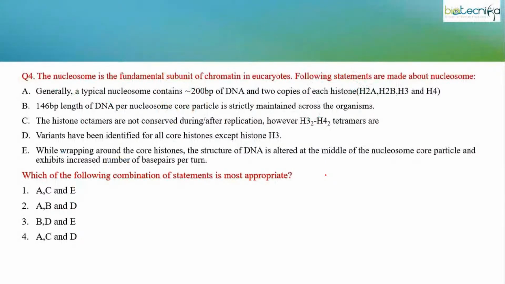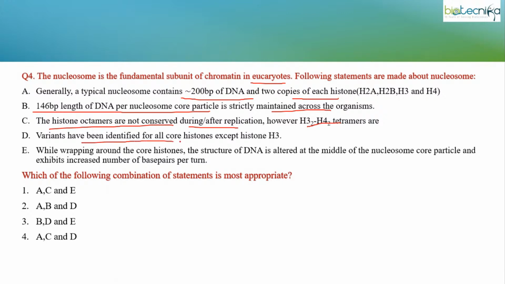Moving on to the last question. The nucleosome is the fundamental subunit of chromatin in eukaryotes. Following are some statements provided. A typical nucleosome contains 200 base pairs of DNA, 2 copies of each histone, 146 base pairs of DNA per nucleosome core particle. It is strictly maintained across organisms. Octamers are not conserved during or after replication, but tetramers are.